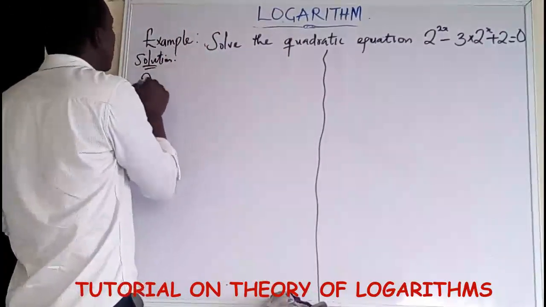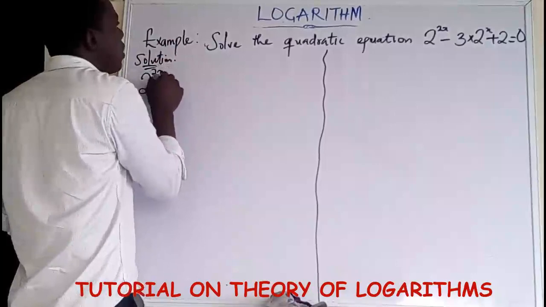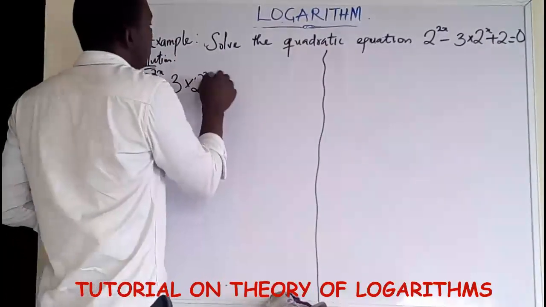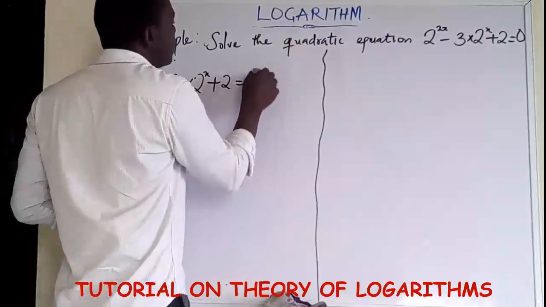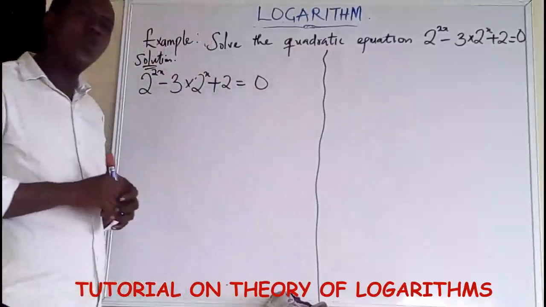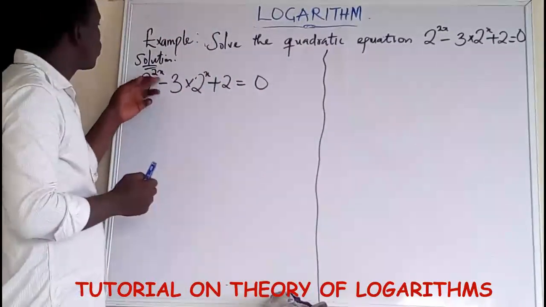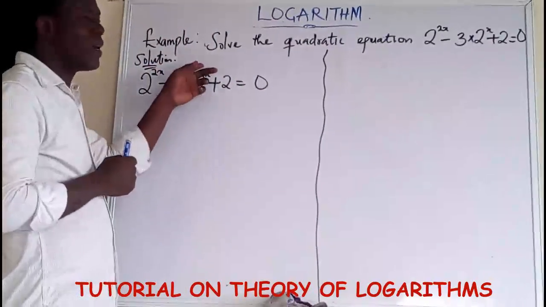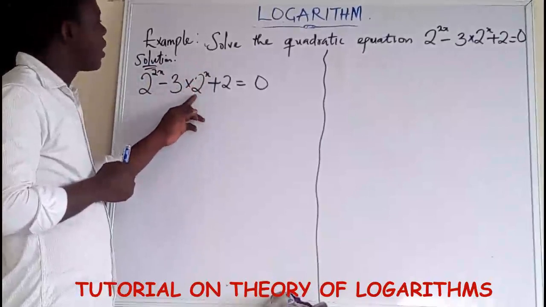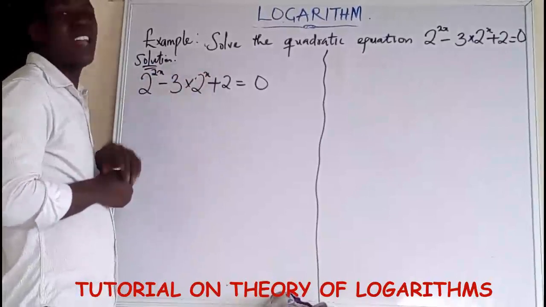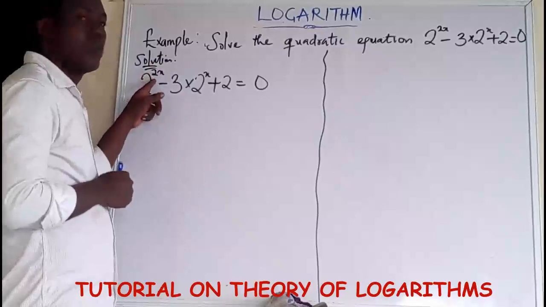So we write the equation 2 raised to the power 2x minus 3 times 2 raised to the power x plus 2 equals 0. Now the first thing you need to look out for here is that we have 2 raised to the power 2x here, and we have 2 raised to the power x here. You can see that for this one, 2 raised to the power x, there's no number with the x. So you have to pick that one and leave this one.